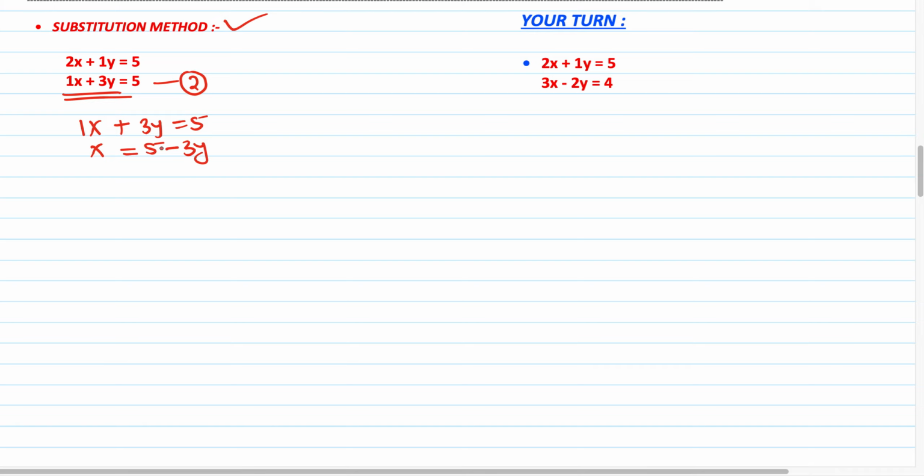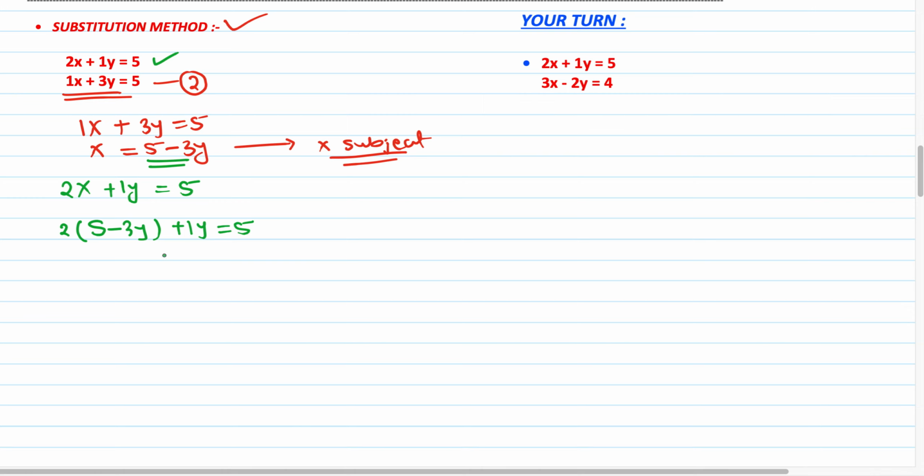So see guys, I have already made x the subject here, right? I have made x the subject. So now I will plug in this value of x in the first equation. I will copy down the first equation here: 2x plus 1y is equal to 5. And now in place of that x, I will write the value I have just got from here. So that is 5 minus 3y plus 1y is equal to 5.